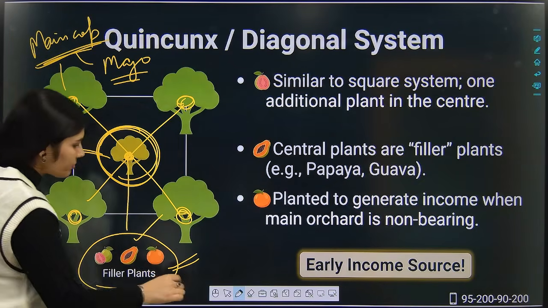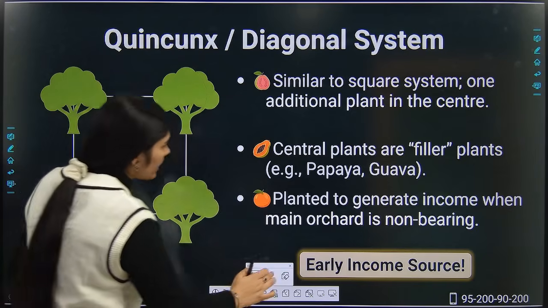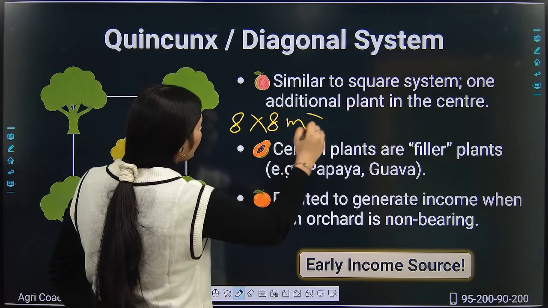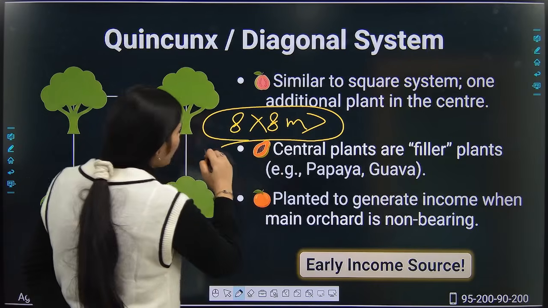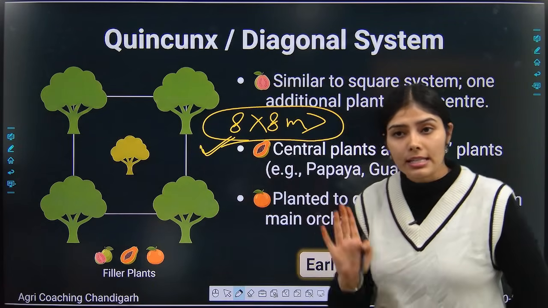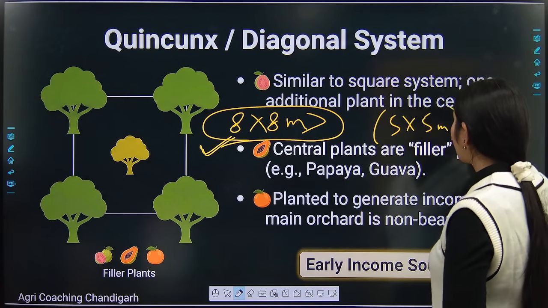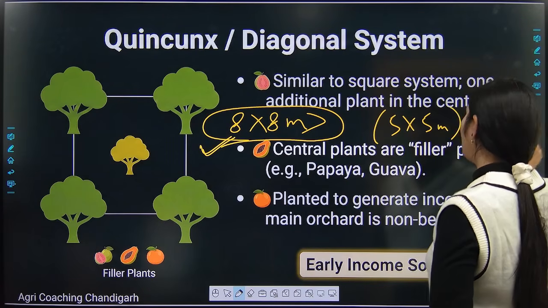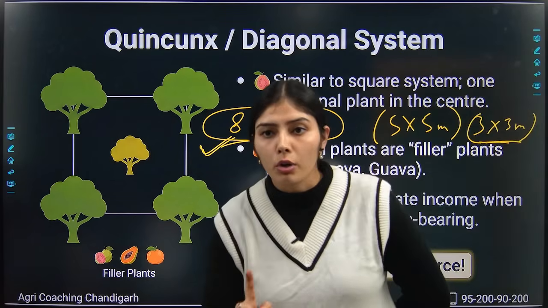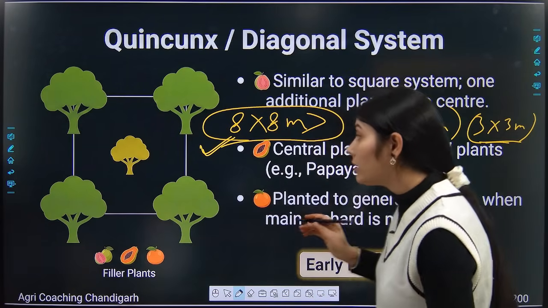And one more thing, this system can be followed only when the planting distance will exceed 8 meters. If the planting distance is exceeding 8 by 8 meters, only then the diagonal or quincunx system is followed. If the planting distance is less than that, for example 5 by 5 meters, or 3 by 3 meters, then the diagonal system will not be followed. So these are the main points which we should keep in mind regarding the diagonal system.